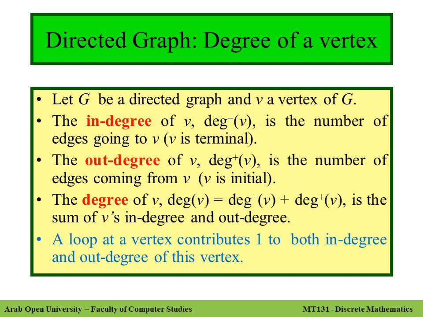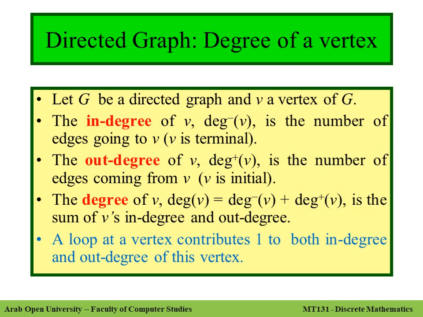Now we would like to define the in degree and out degree, and then the degree in the case of a directed graph. In a directed graph, we count the edges going to the vertex, where the vertex is a terminal vertex, and also we count the edges that start at the vertex, where the vertex is initial. But these are the in degree and out degree.